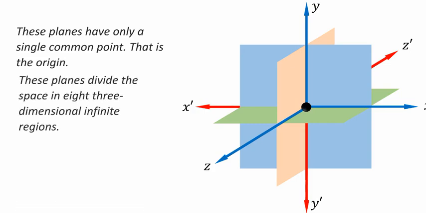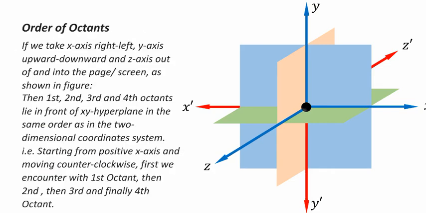These planes divide the space into 8 three-dimensional infinite regions. These regions are called the octants. Order of octants. If we take the x-axis right left, the y-axis upward downwards and the z-axis out of and into the page or screen as shown in the figure, then the first, second, third and fourth octants lie in front of the xy hyperplane in the same order as in the two-dimensional coordinate system.